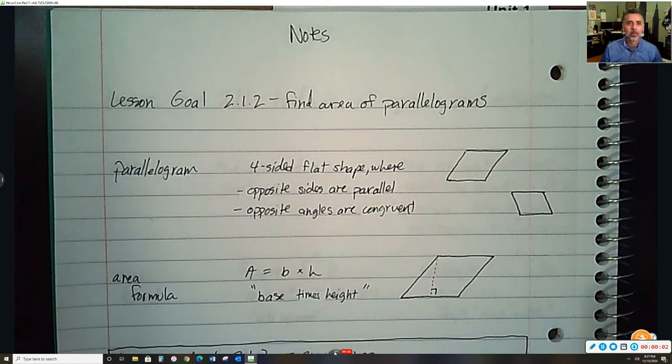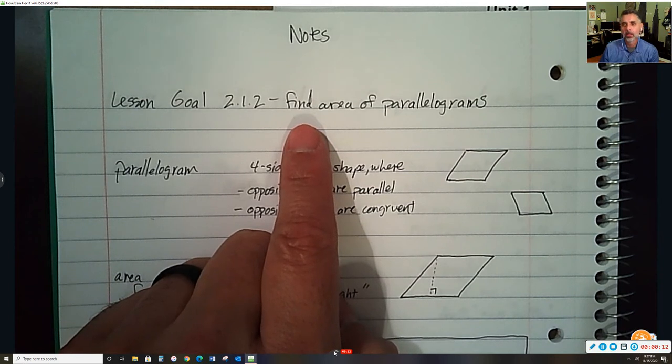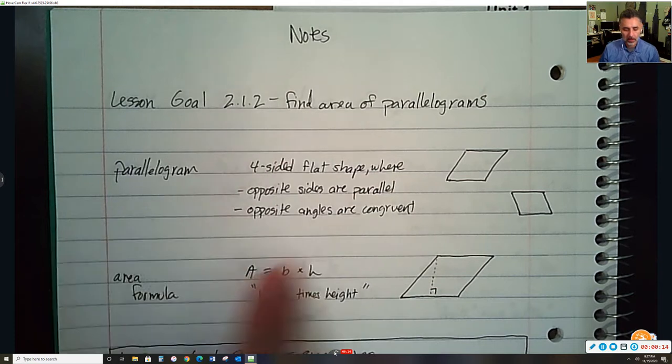Hey everyone, so we have notes today, and the notes are about finding area of parallelograms. So this is lesson goal 212. Go ahead and write that down.